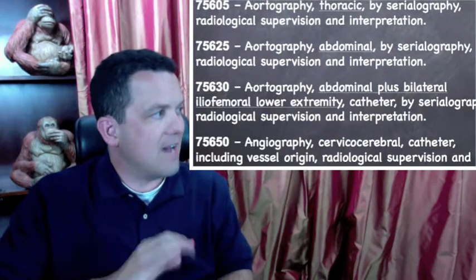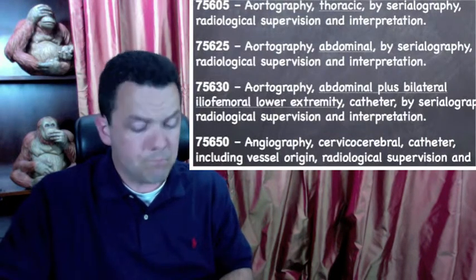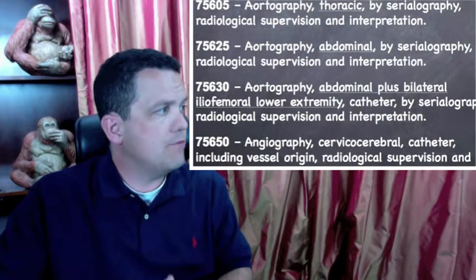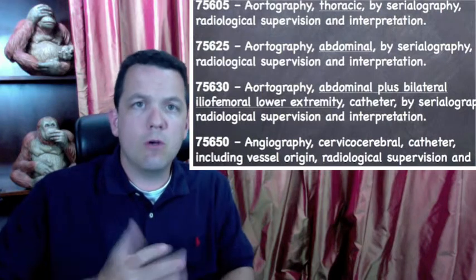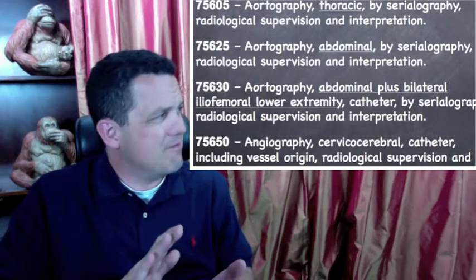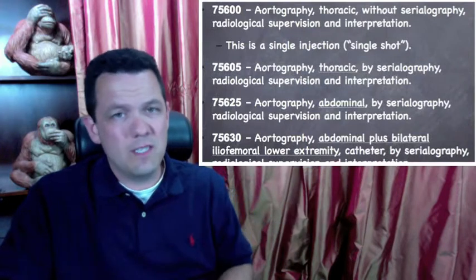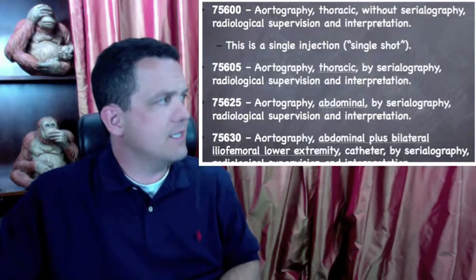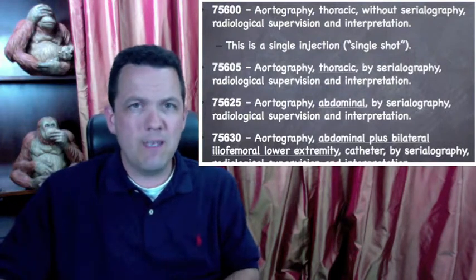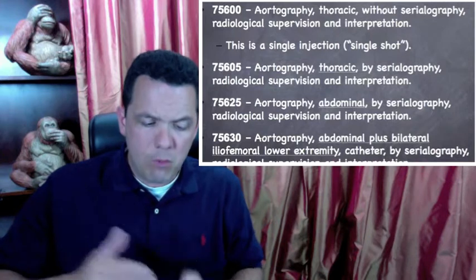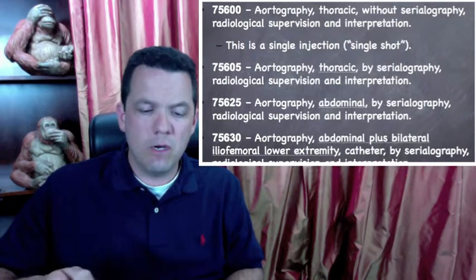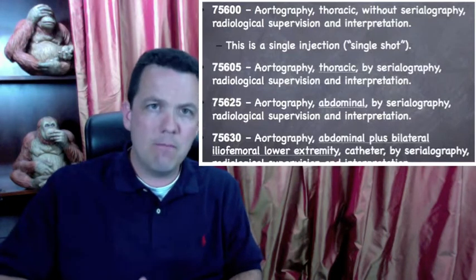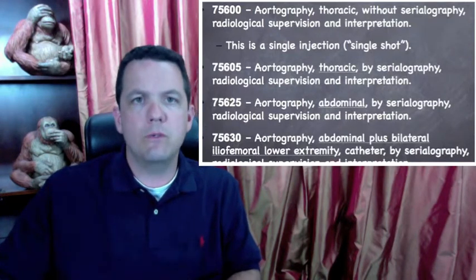The 75650, the last code that's listed on here, is a pretty common service, and this is basically just looking at the arch of the aorta and the place where those great vessels originate. The 75600, which is the first one that's listed up here, you're never going to report. That basically says that we're doing a thoracic study without using serialography, and serialography is just that fluoroscopic imaging that I mentioned earlier, where the doctors are injecting a contrast and then they watch that contrast flow down the patient's vasculature. That's what everybody's doing now in the United States.